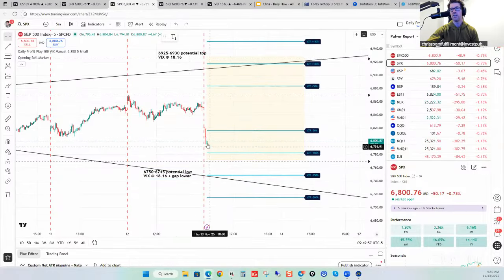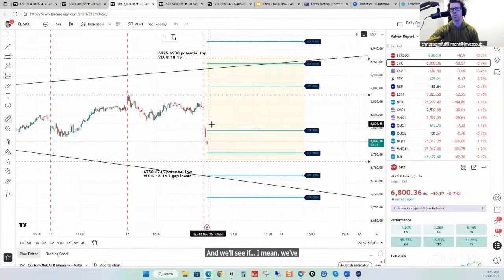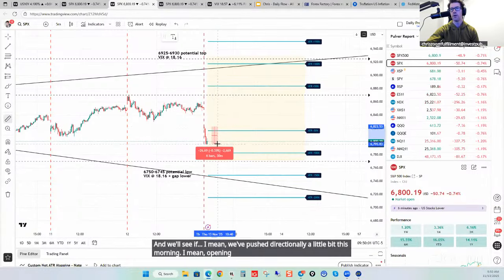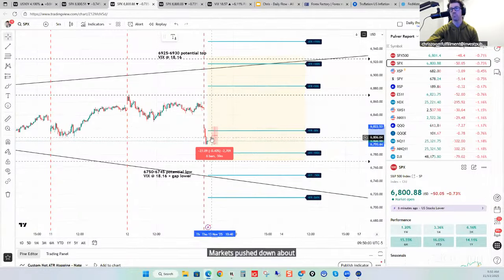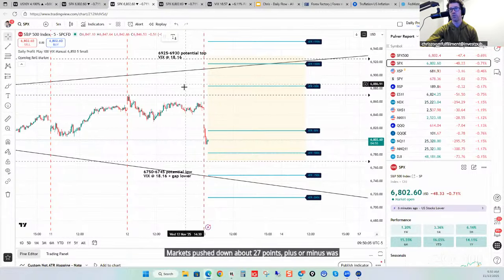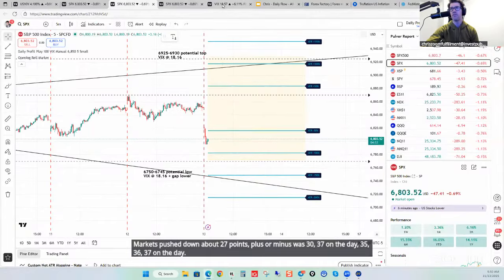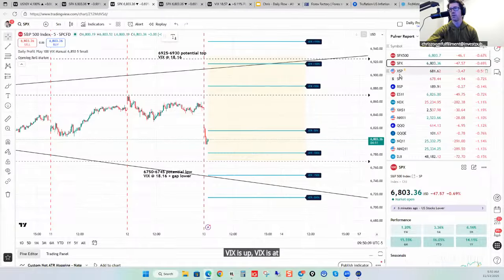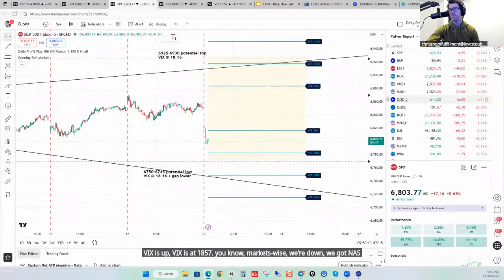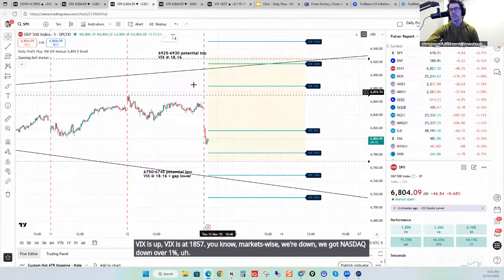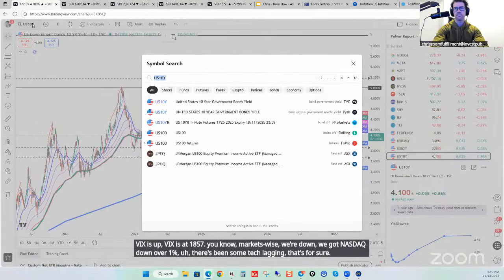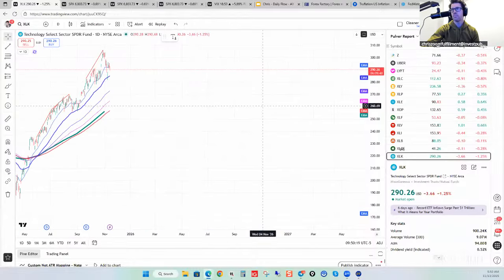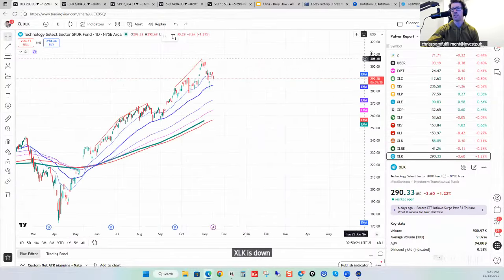And we'll see if we've pushed directionally a little bit this morning. Opening up here, markets pushed down about 27 points, plus or minus, was 30, 37 on the day, 35, 36, 37 on the day. VIX is up. VIX is at 18.57. Markets-wise are down. We've got NASDAQ down over 1%. There's been some tech lagging, that's for sure. XLK is down 1.25%.